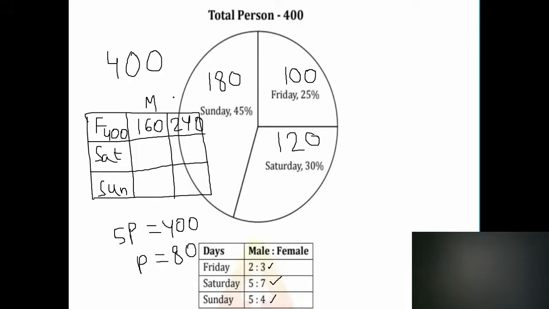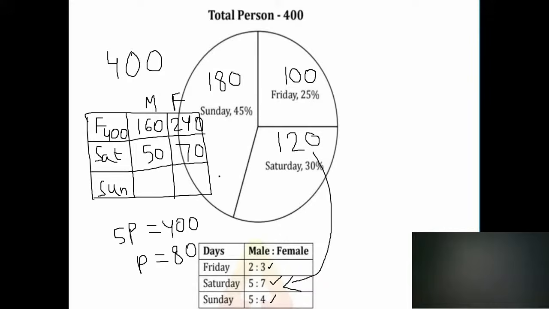So Saturday the ratio is 5 is to 7. So this 5 is to 7, total 120 members are there. We should divide 120 in the ratio 5 is to 7. So if we distribute 120 in the ratio 5 is to 7, it becomes 50 and 70.